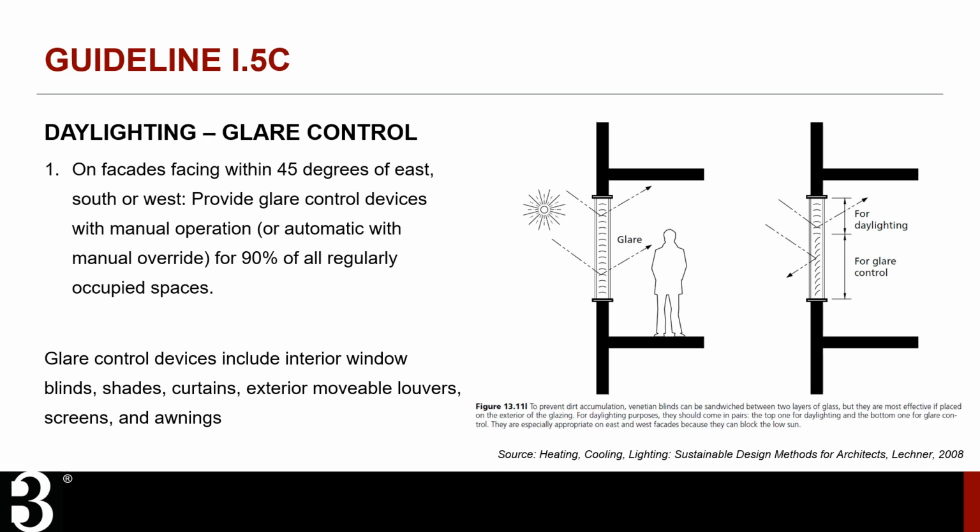This image is an example of Venetian blinds installed in the window unit between 2 layers of glass to keep them clean, while also increasing effectiveness by placing them outside of the interior glass. An additional feature is dual operation that allows maximum daylight through the top of the window while controlling glare in the human viewing zone.